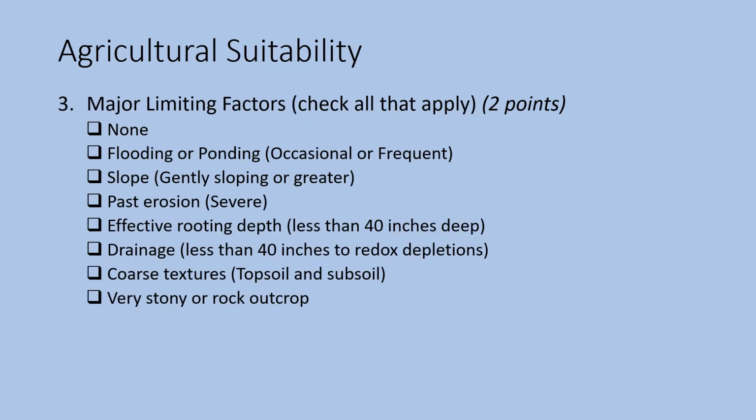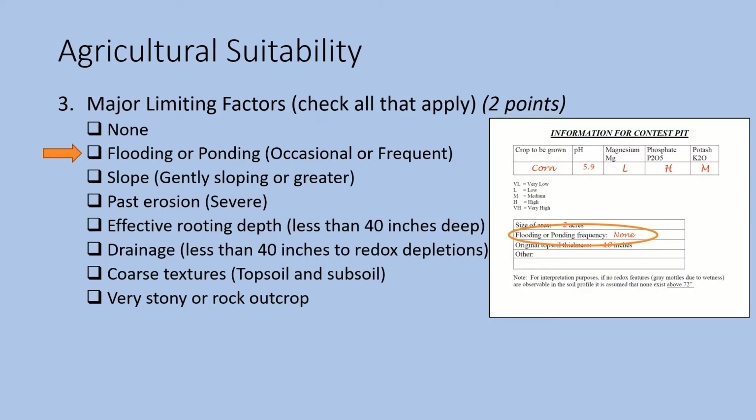The next question asks you to identify the major limiting factors for agriculture. In this question, you'll check all of the limitations that exist at the site, and I'll go through each of them and show you where to find that information from the data you've already collected. The first that we're looking at is flooding or ponding. As you can imagine, if a site floods or ponds and you have standing water, that can drown out the crops and make it really difficult to grow crops there.